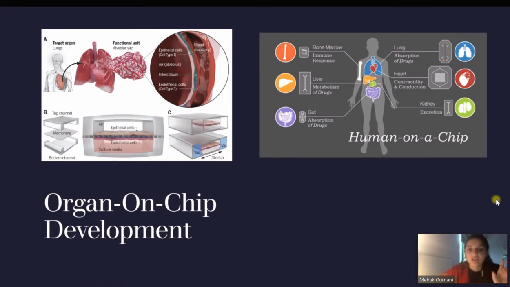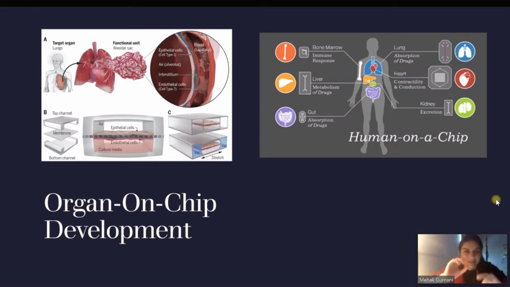We can see the inner layers of the alveolar sac, which is basically the smallest unit of our lungs, the small air sacs we have in our lungs. And so it looks at the different layers of cells and then it reproduces those layers of cells. So it's like literally creating a miniature version of an organ.